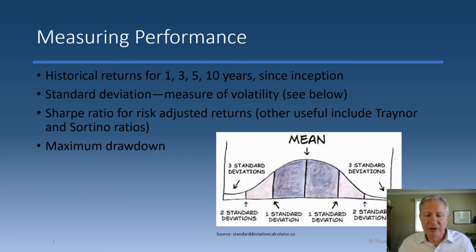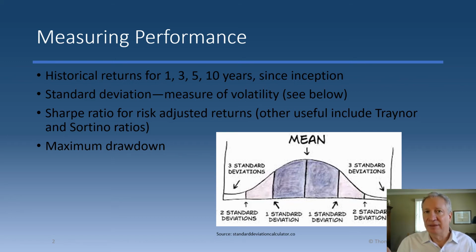The Sharpe ratio is a risk-adjusted return. Others that are useful are the Treynor and the Sortino ratios. But the Sharpe ratio compares the return of a portfolio to the risk-free return. It takes the difference between those two and divides by the standard deviation. For this, Bill Sharpe won a Nobel Prize. It's a great, elegant comparison of a return over an unmanaged portfolio, the risk-free rate of return.